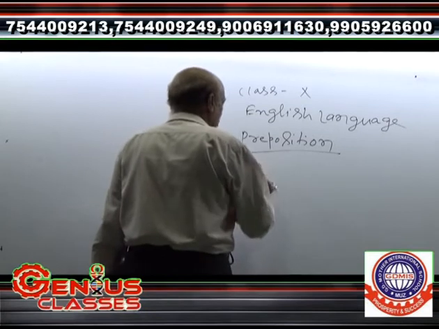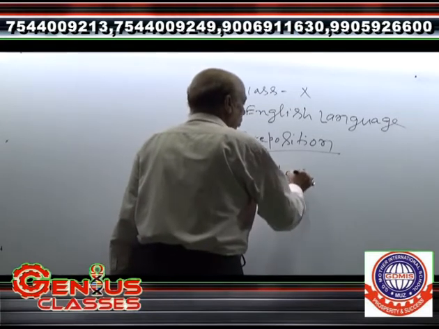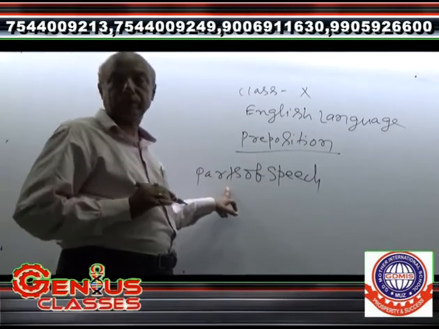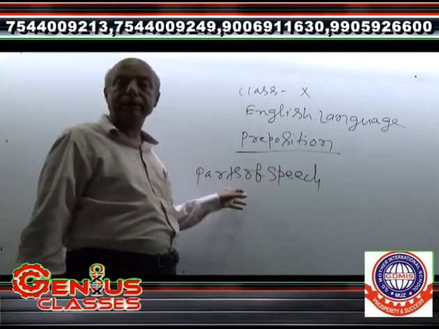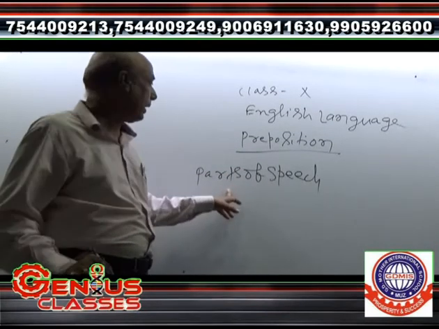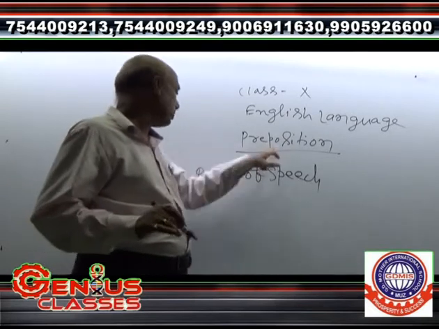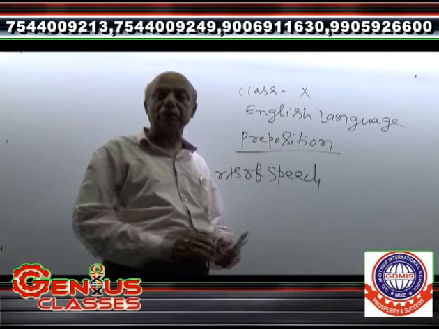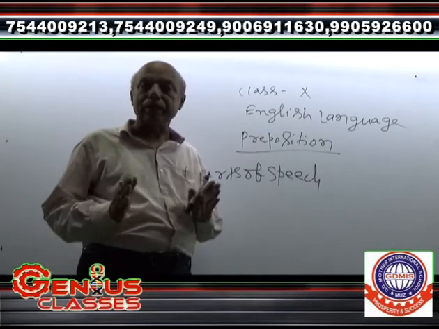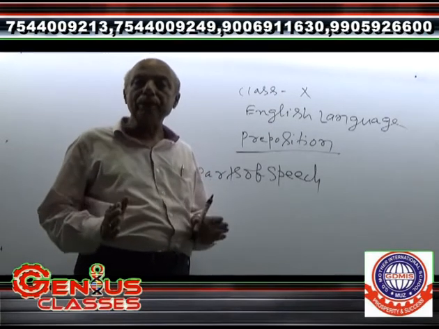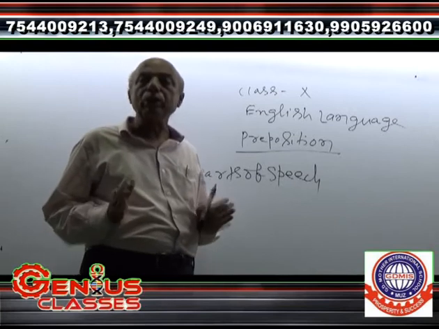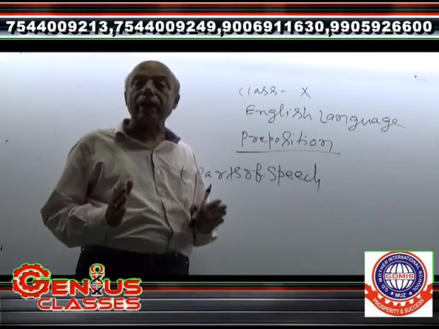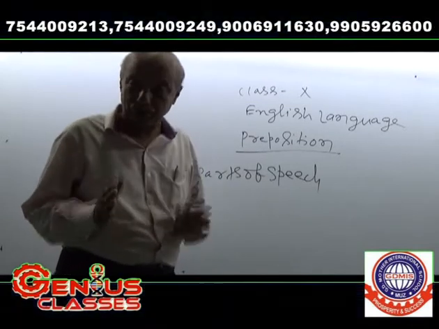P-A-R-T-S, parts of a speech. Because preposition comes from parts of a speech. What am I telling? I am telling that preposition comes from parts of a speech, and parts of a speech is told words are divided into many parts or kinds according to the purpose for which they are used. The different kinds of words are called parts of a speech.